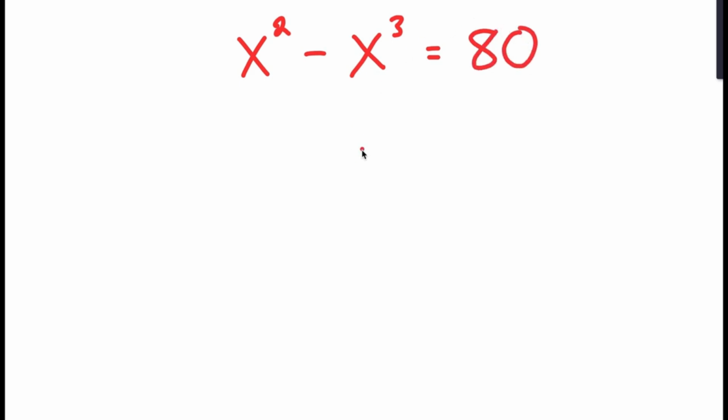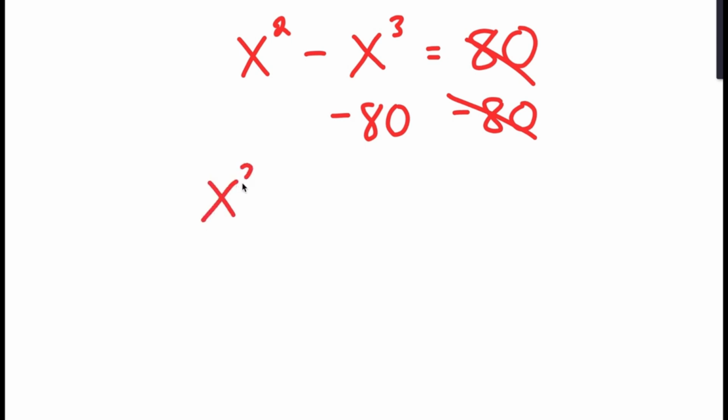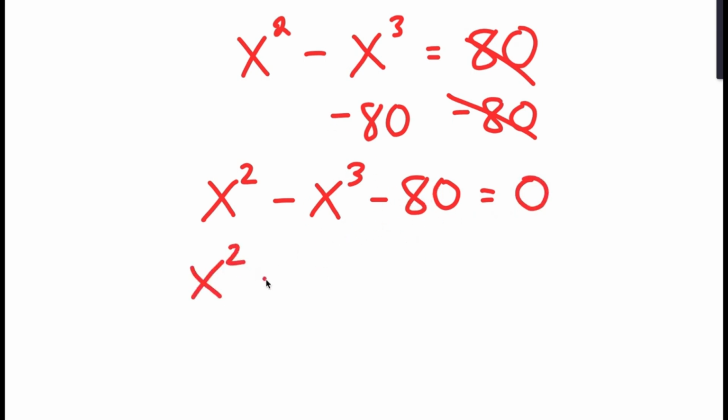Alright, so in this video, I'm going to solve the equation x to the power of 2 minus x to the power of 3 is equal to 80. To solve this equation, I'm going to first start by subtracting 80 on both sides. So now I get x to the power of 2 minus x to the power of 3 minus 80 is equal to 0. Now from here, I'm going to replace negative 80 with negative 16 minus 64.